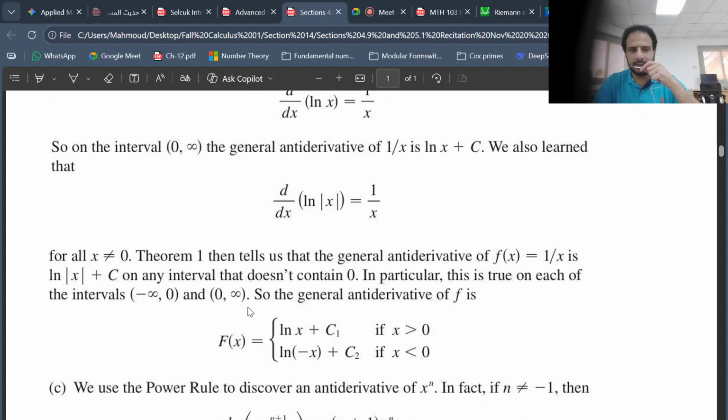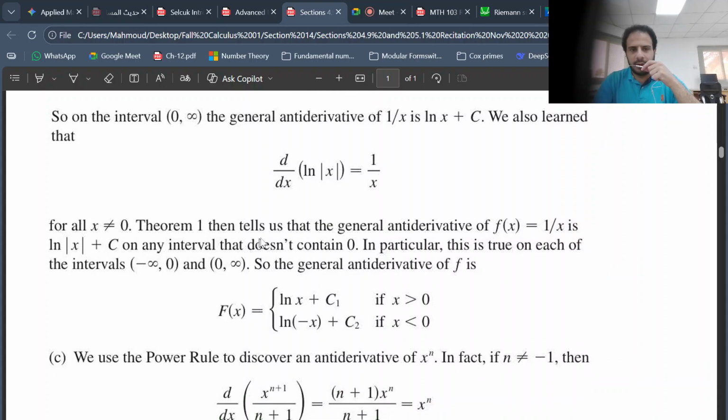See here. The most general antiderivative is ln absolute value of x plus c on any interval that doesn't contain 0, okay? In particular, this is true in each of the intervals minus infinity to 0 and 0 to infinity. Because remember, the idea of adding a constant is for open intervals, right? But the functions ln absolute value of x and 1 over x are defined for everything other than 0, right? So they are defined on these two intervals, minus infinity to 0 and 0 to infinity. But these are two open intervals.